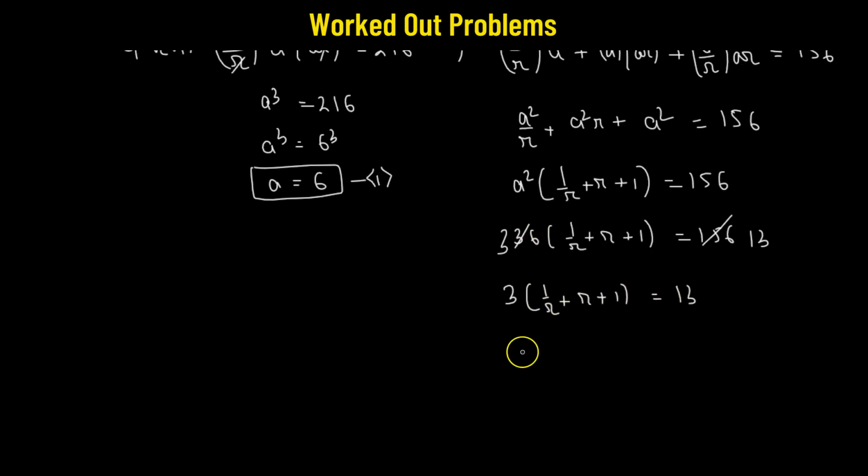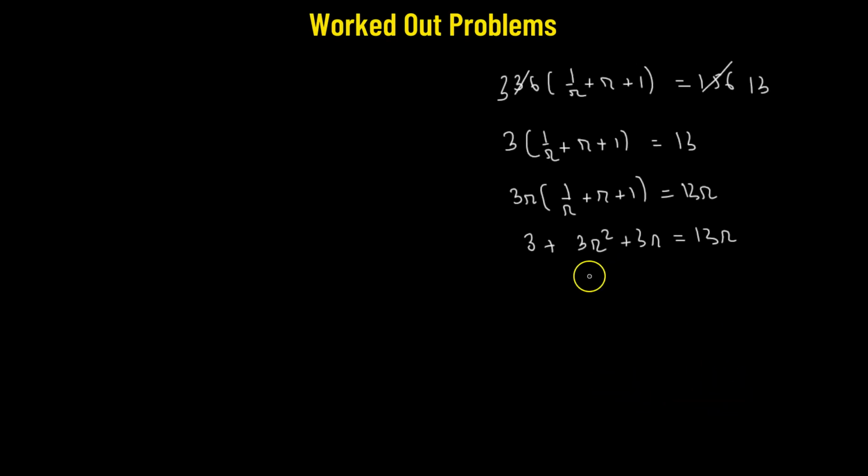Now let's multiply both sides by r. So we have 3r multiplied by (1 over r plus 1). This is equal to 13r. Now, distributing: 3 plus 3r squared plus 3r. This is equal to 13r. Now I will solve for r. So we are going to get 3r squared minus 10r plus 3 equals 0.